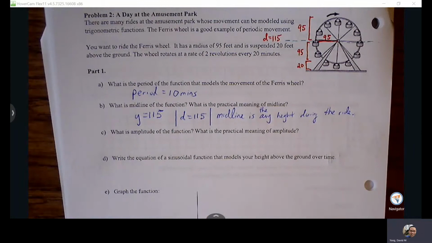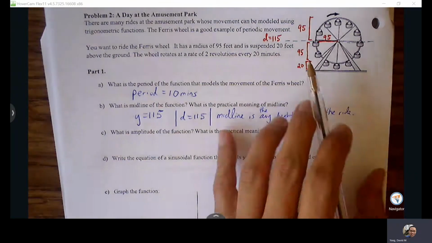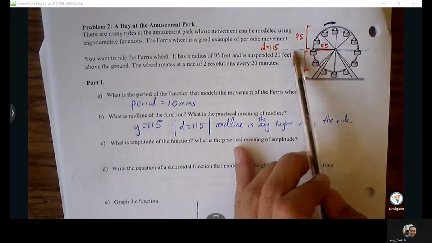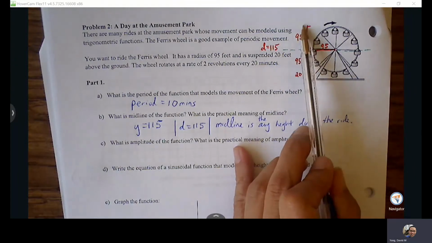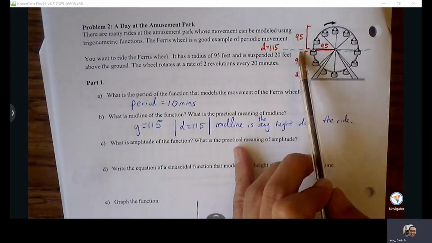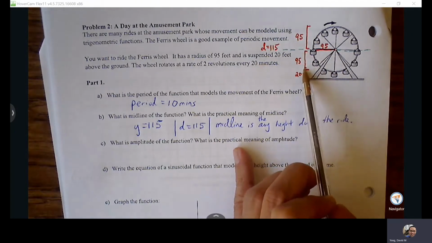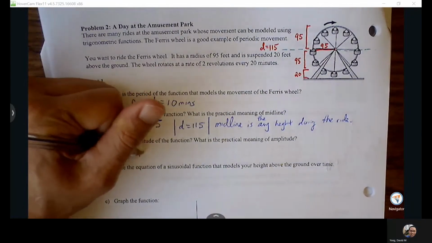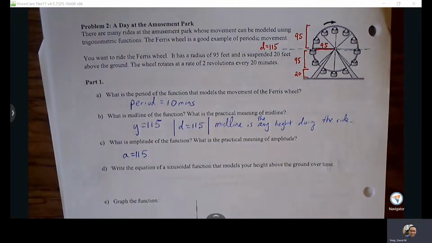All right, what about the amplitude? What's the A value? I would say it's 95, right? If our average height is 115, this rider can go as high as 95 feet above 115 or 95 feet below 115. So A is 95. Okay, so the amplitude is going to be the max distance from the midline.